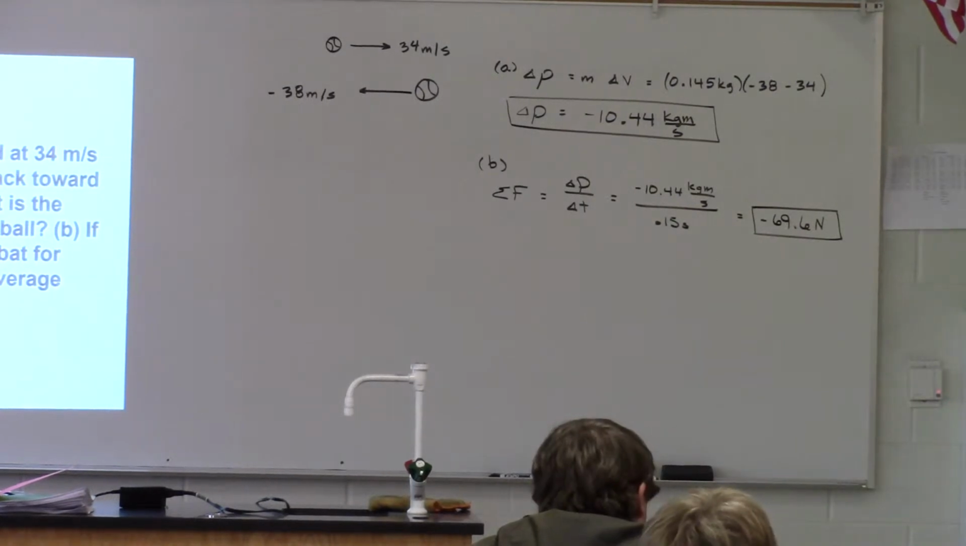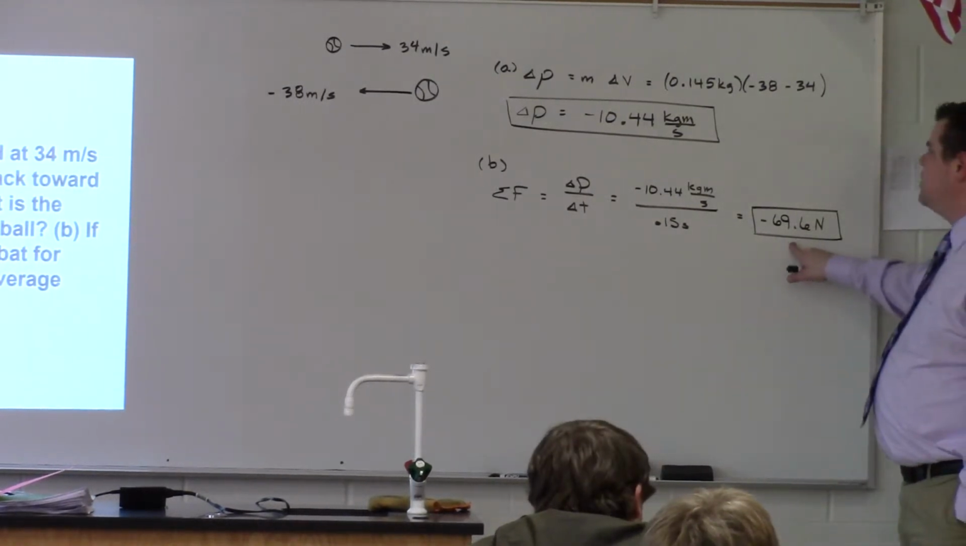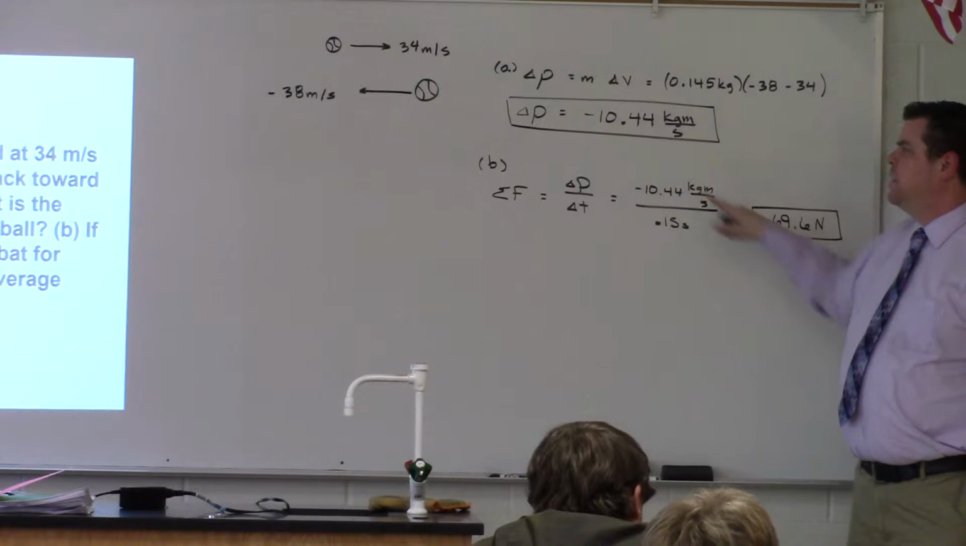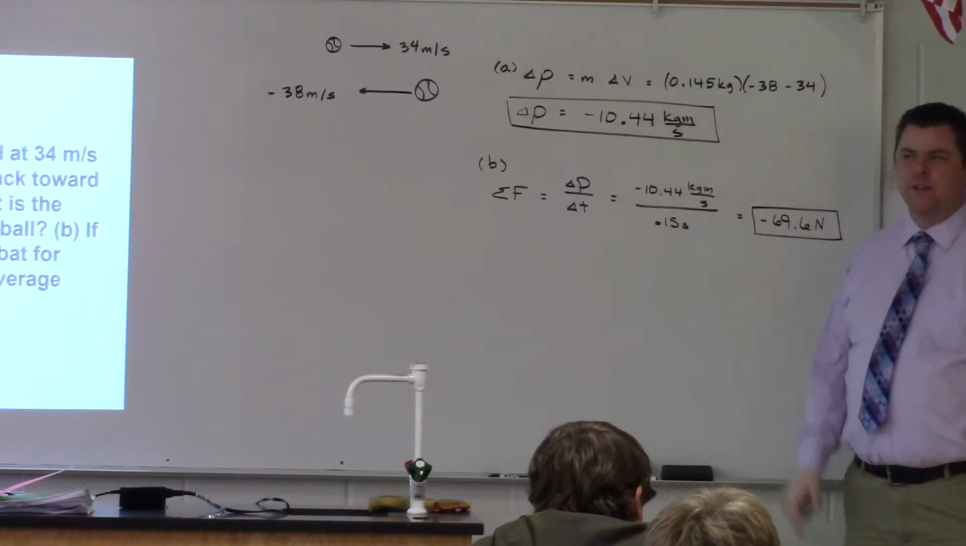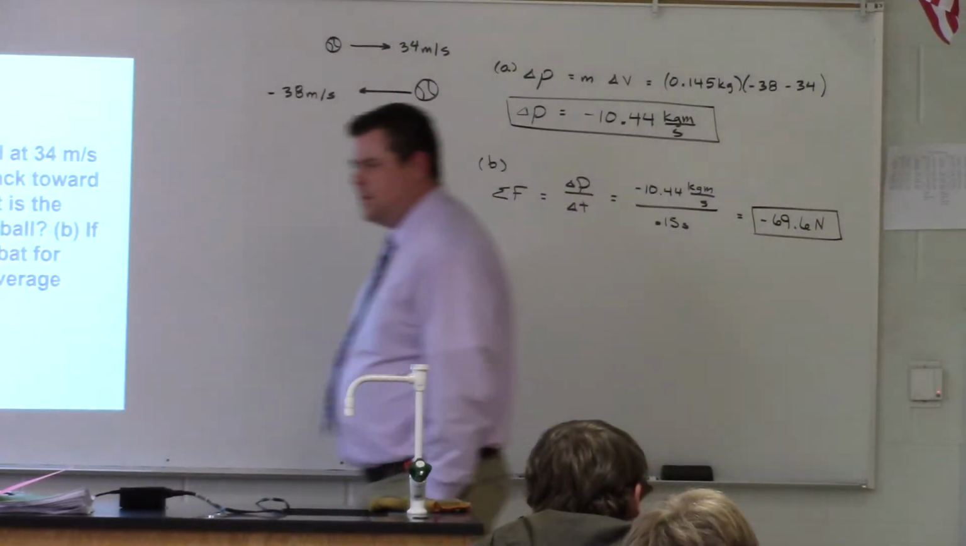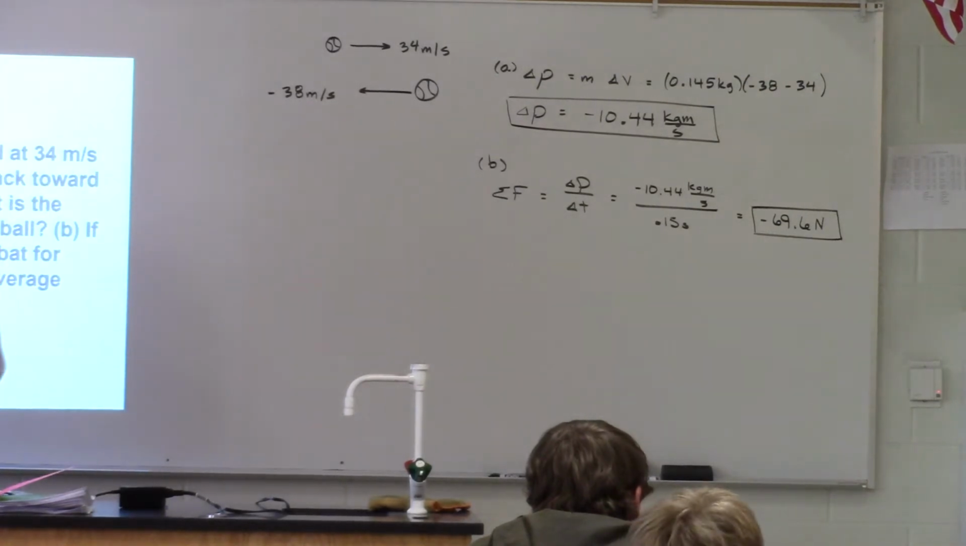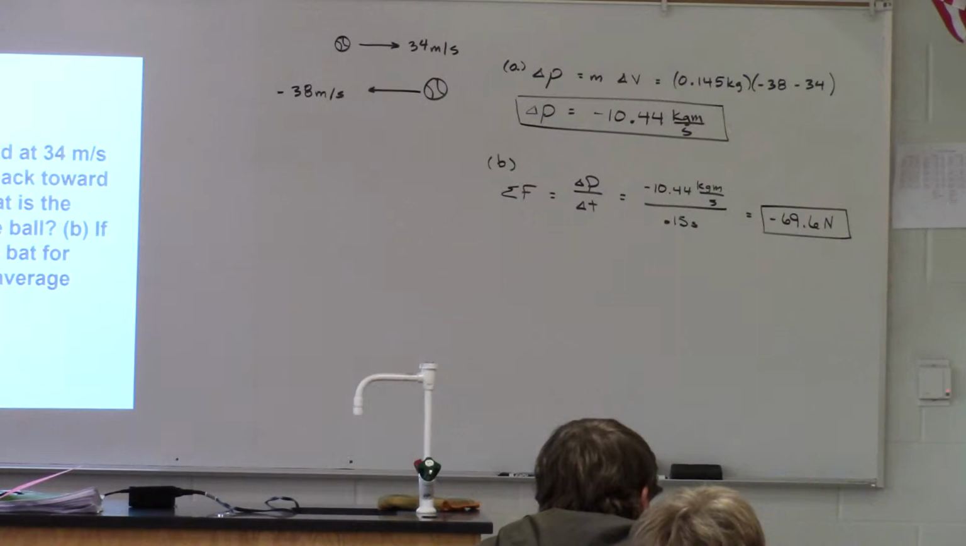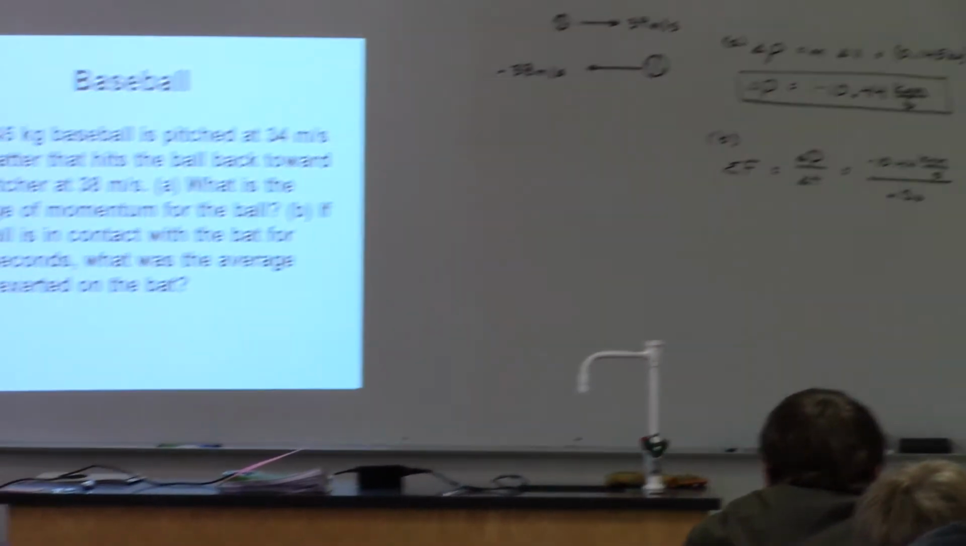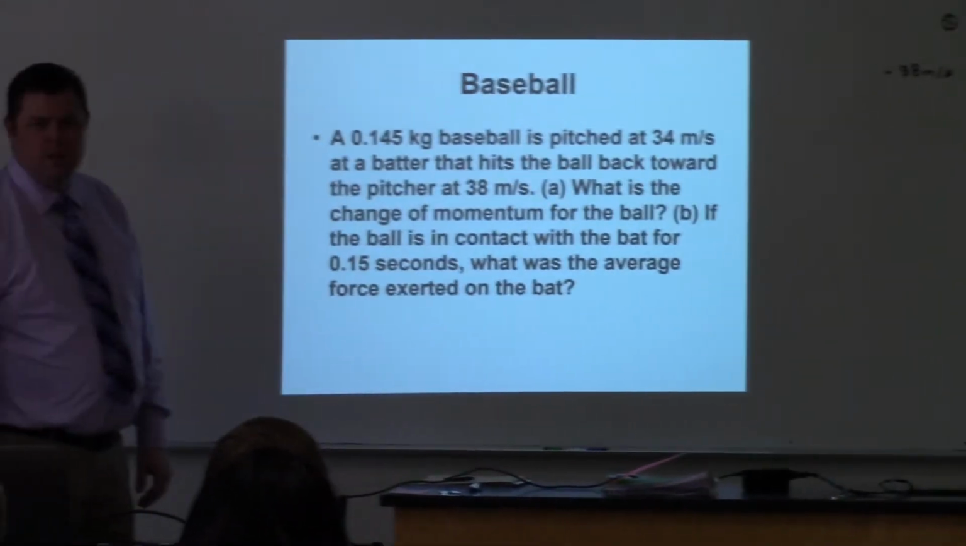And I left that as negative because the net force is in the same direction as the change of momentum. This force is the reason why the momentum changed in the negative direction. Okay, so momentum is mass times velocity. Impulse is another word for change of momentum. Force can be change of momentum over time. Okay so far? Any questions on that?